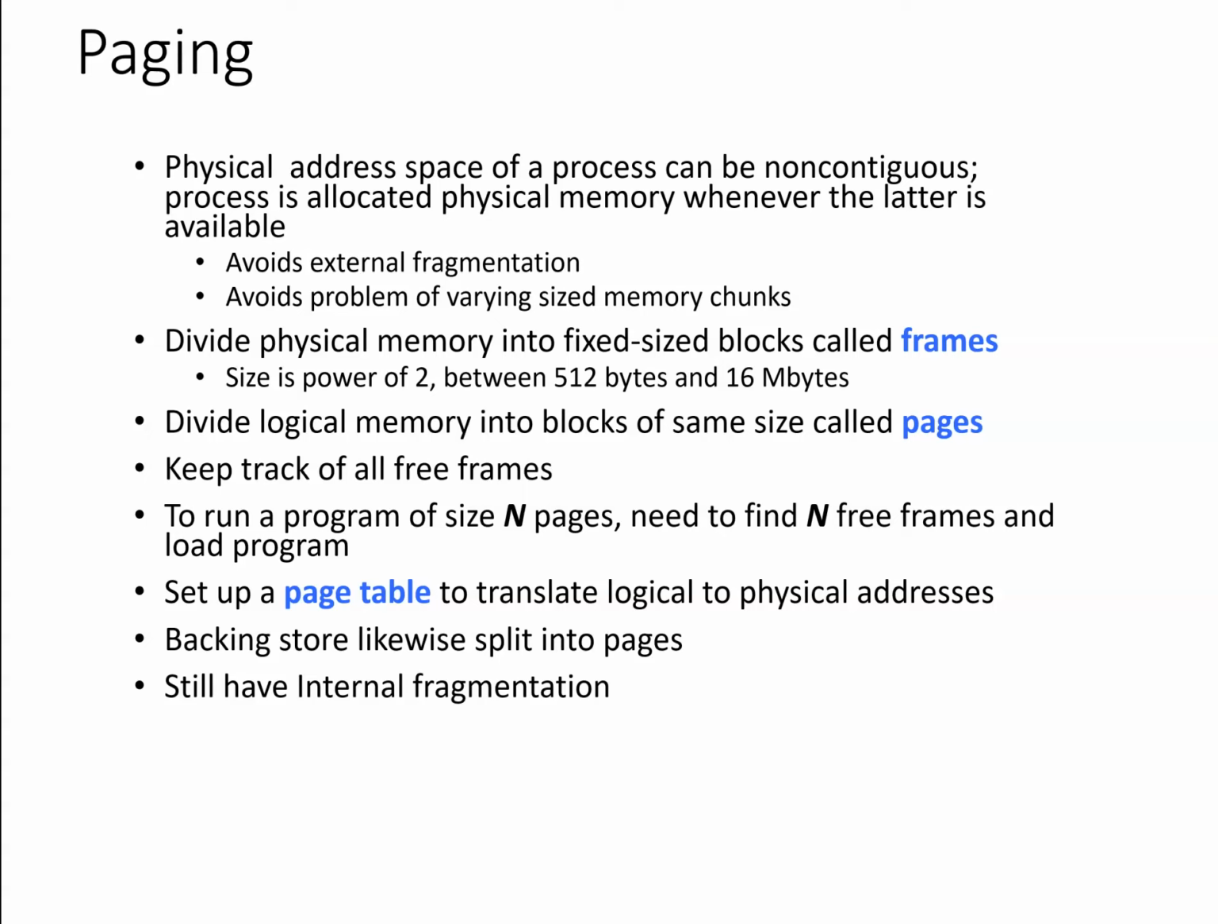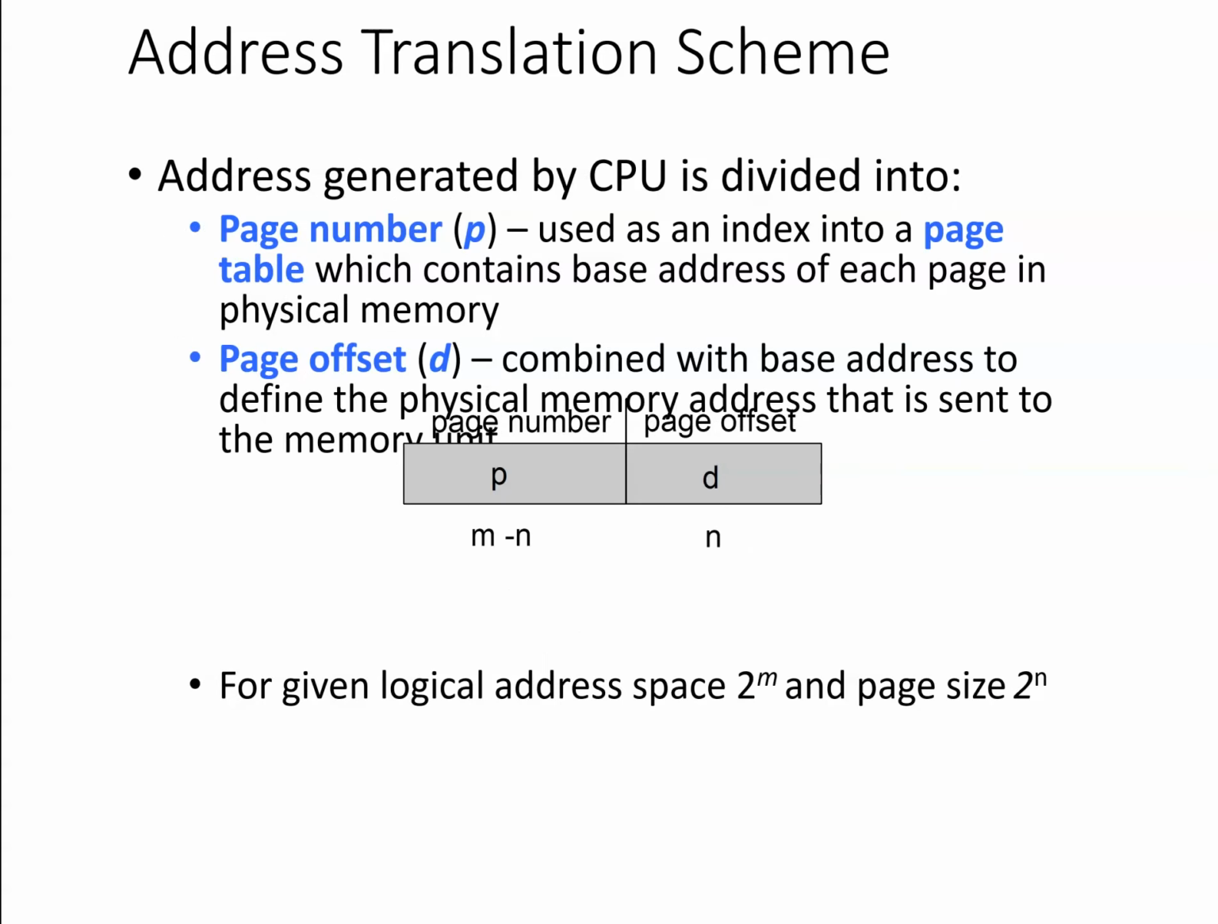Then we divide logical memory into blocks of the same size called pages. Remember, frames are physical, pages are virtual. We keep track of all of our free frames, all of our free actual memory. To run a program of size n pages, we need to find n free frames and load the program. So we set up a page table to translate logical to physical addresses. Again, the backing store is typically split into pages. You can still have internal fragmentation, though, but it's much less likely.